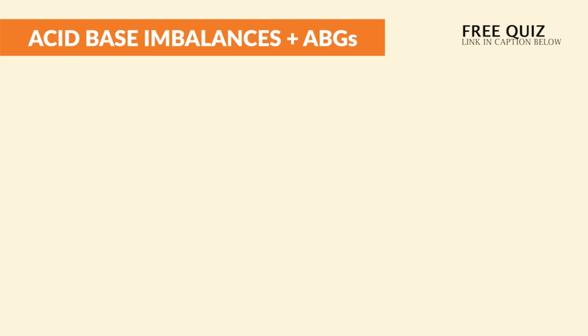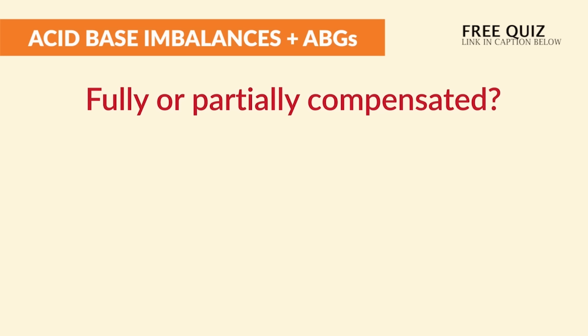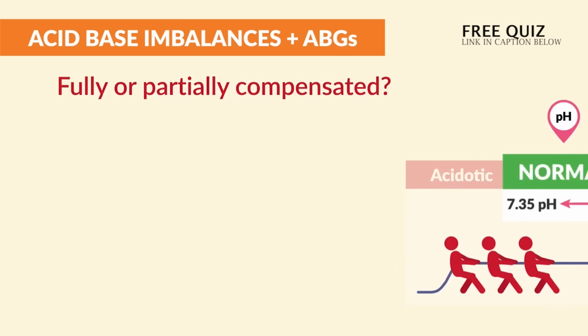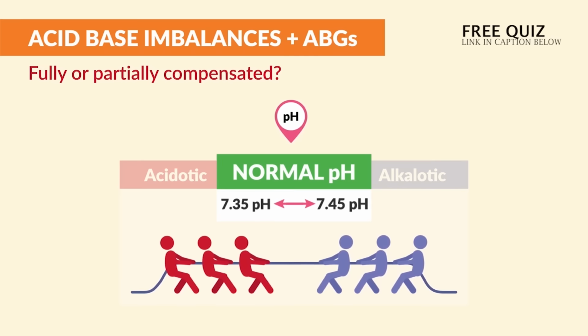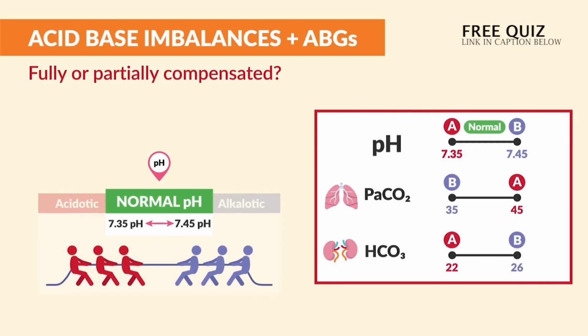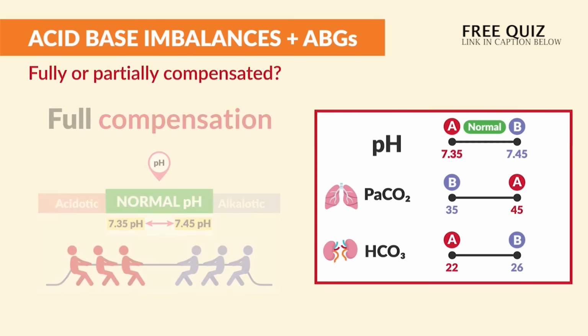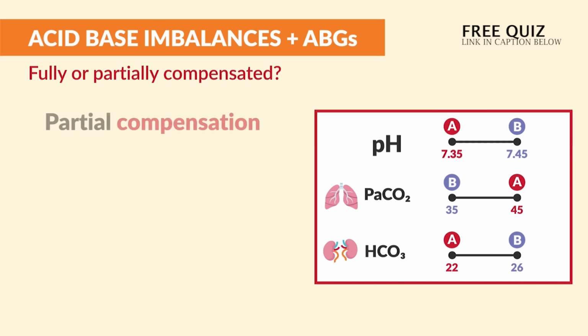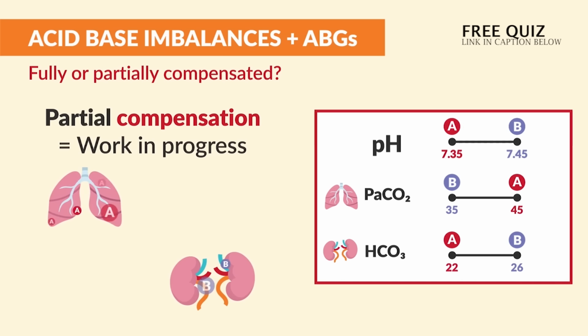Now, last but not least, the trickiest questions, fully or partially compensated. So remember, the body will try and balance the pH, the acid and base, sort of like tug-of-war. This balance, once again, is called compensation. So again, think compensation is finding that common ground of balance. Again, a little recap here. If the pH is normal, between 7.35 and 7.45, this is full compensation. And if the pH is not normal, we have partial compensation. Basically, that work in progress.